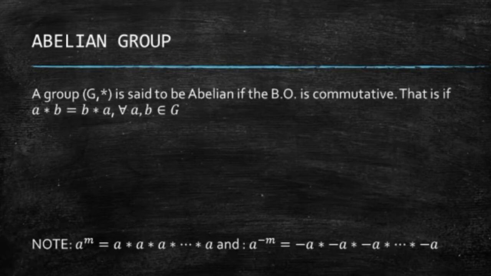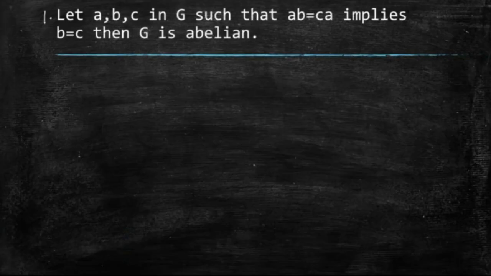is abelian or not. The very first theorem says that if I have elements A, B, C in the group G such that AB equal to CA implies B equal to C, then G is abelian. The very first thing, we should understand the statement of the theorem. When I'm writing here AB equal to CA, it is equivalent to saying A star B is equal to C star A, where star is the binary operation associated with the group G. Whenever this holds, it should imply that B equal to C, then G is abelian.